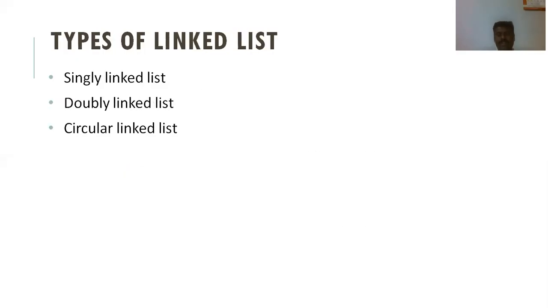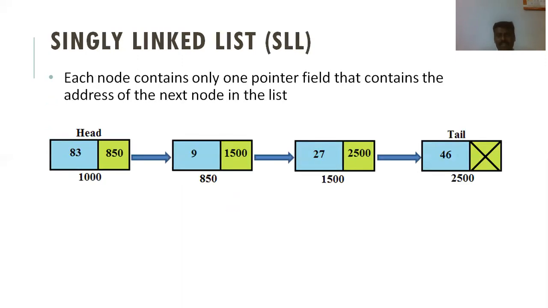Types of linked list. You have three important types of linked list: single linked list, double linked list, and circular linked list. These are the very important linked list types in dynamic memory allocation. Single linked list is short for SLL. Each node contains only one pointer field, which contains the address of the next node in the list.